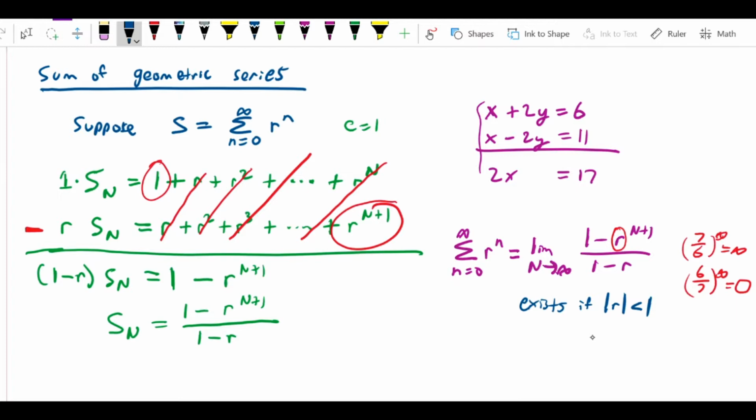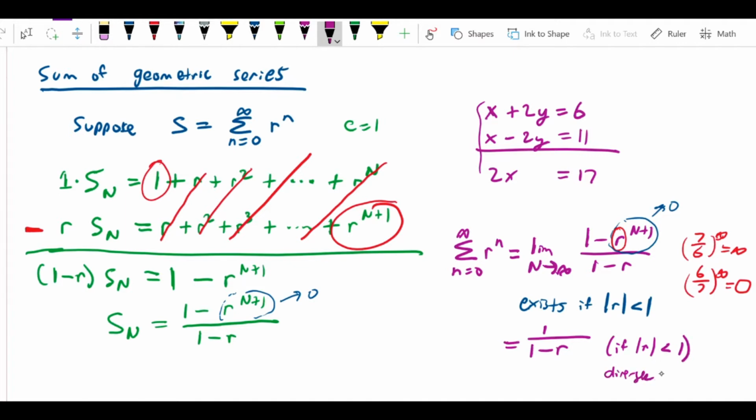So that is okay. If r is between 1 and -1, then that means, of course, that this term here approaches 0. That means that this is approaching 0. In which case, what we get is that the sum from n equals 0 to infinity of r^n is equal to 1 over 1 minus r. And again, if the absolute value of r is less than 1, it diverges otherwise.